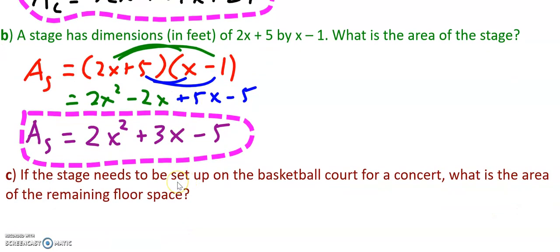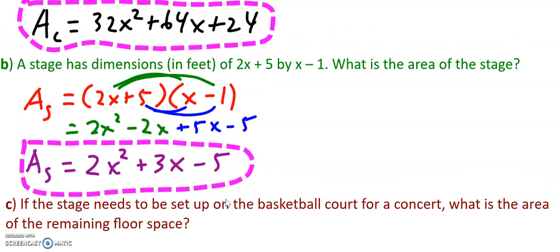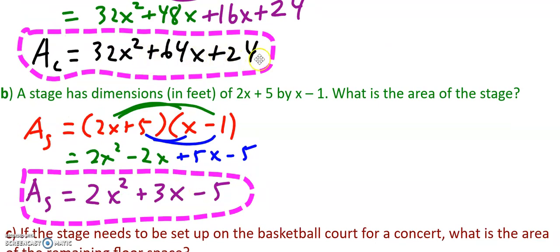Next, so here's the application part, right? Well, I guess this has all been the application part, but if the stage needs to be set up on the basketball court for a concert, what is the area of the remaining floor space? So I want you to try to do this on your own, but think about this is the area of the total floor space of the basketball court. This is the area of the stage. We're trying to figure out if the stage gets put on the court, what is the area of the remaining space? How do I do that?